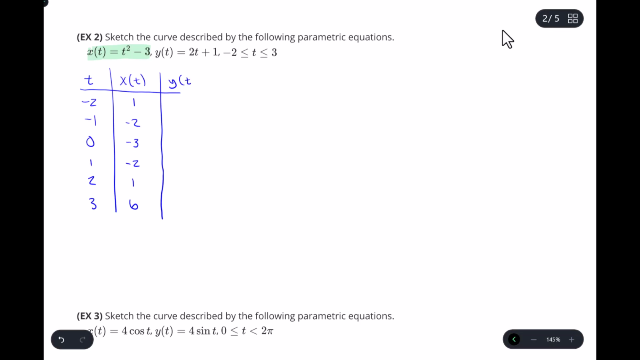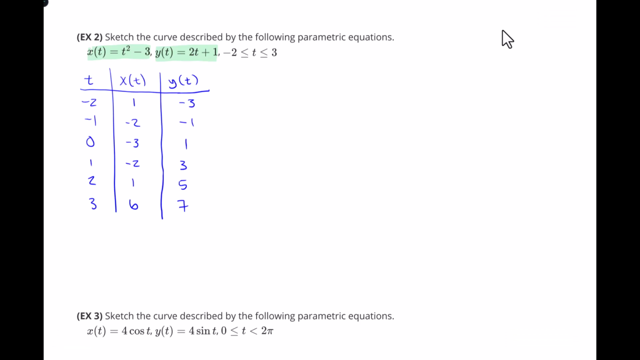And then y of t, if I plug in -2 to this function, all right, so now I'm working with this function here. Let's see, so that would be 2 times -2 plus 1, so -4 plus 1, which is -3. 2 times -1 plus 1, which is -1. 0 plus 1, which is 1. 2 times 1 plus 1, which is 3. 4 plus 1, which is 5. And 6 plus 1, which is 7. Okay? That gives us our points.